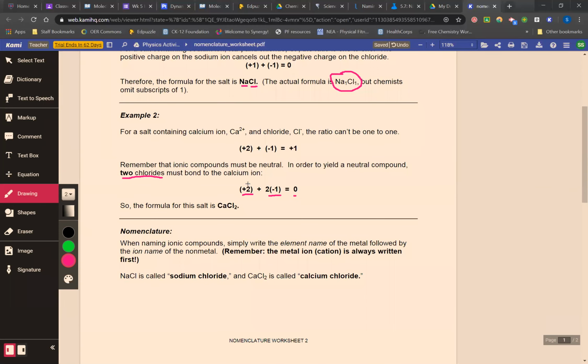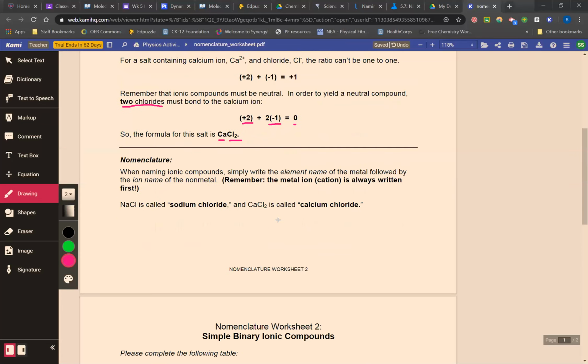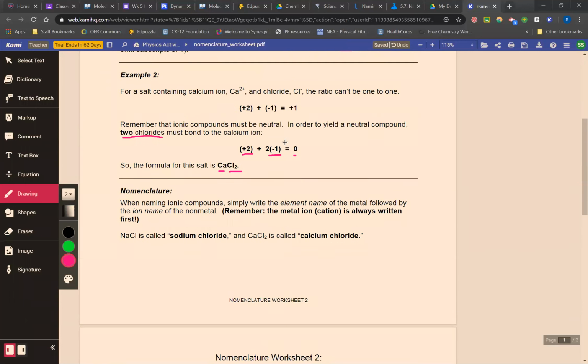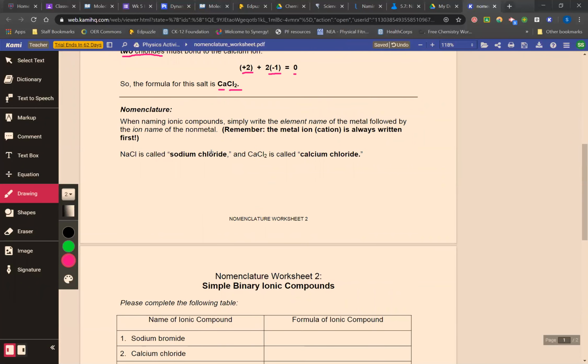So the formula is calcium, it only took 1. Chlorine, we needed 2 of them, and so we say CaCl2, just like we learned in the reading. So the nomenclature, what do you call them? So that's how you write it. If you're given the name, that's the formula.